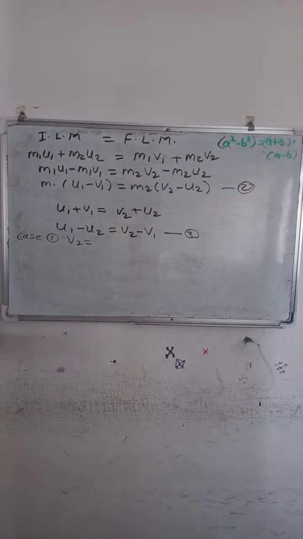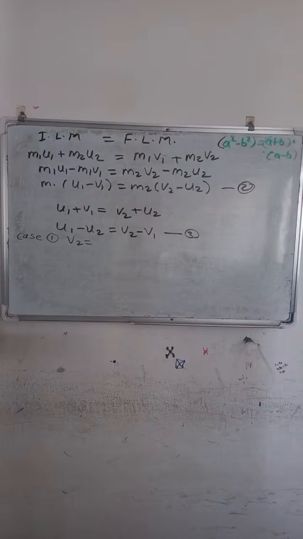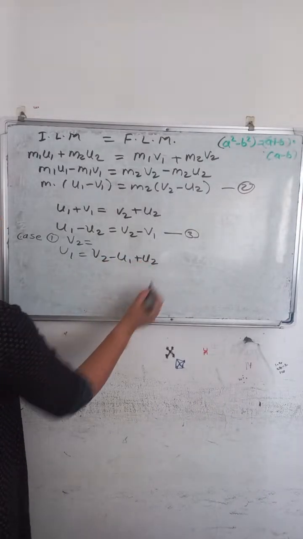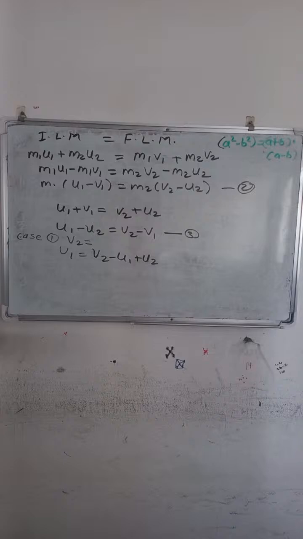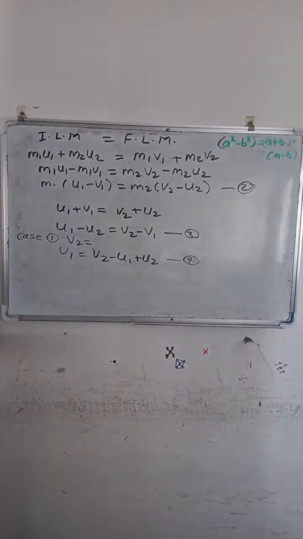Okay, so to find out v2, from equation number 3 we can obtain the value for v1. It's very important: if we want to calculate v2, then obtain the expression for v1. After rearranging you will get v1 is equal to v2 minus u1 plus u2. This is the velocity equation we are getting, and once you get this, you can take it as equation number 4.